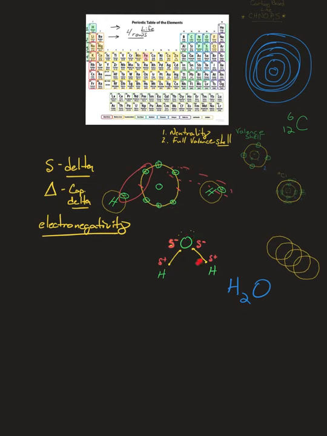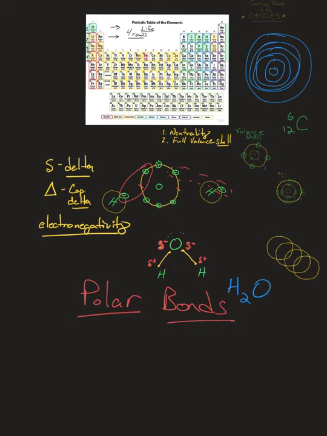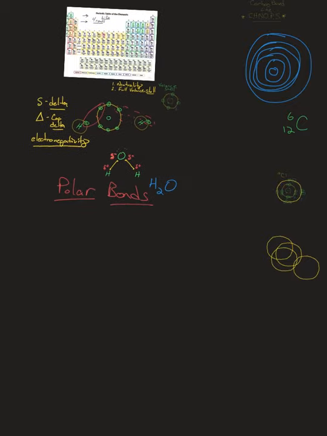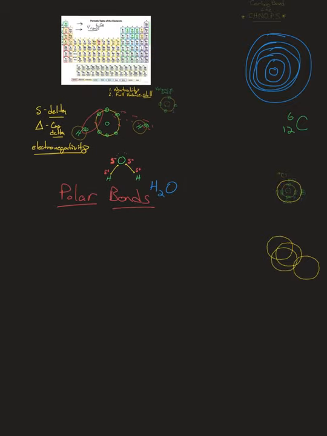These are polar bonds. Polar means two sides. And this molecule is polar. This is going to be extremely important as we move on. So it's really important you understand that water is polar. So make sure you get that. Water is polar. Water is the example of polarity. So it's a bond that is definitely polar.